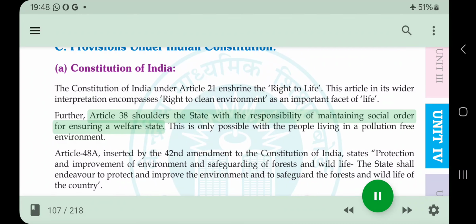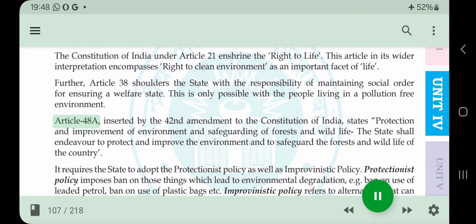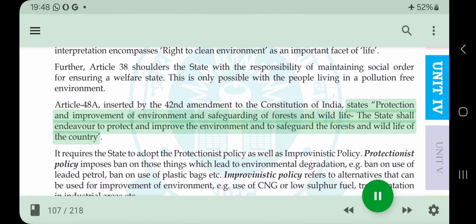Further, Article 38 shoulders the state with the responsibility of maintaining social order for ensuring a welfare state. This is only possible with the people living in a pollution-free environment. Article 48A, inserted by the 42nd Amendment to the Constitution of India, states, protection and improvement of environment and safeguarding of forests and wildlife.